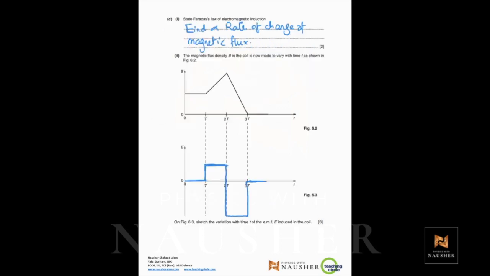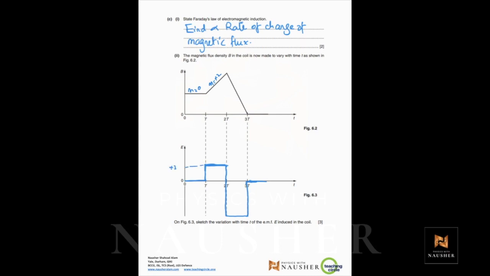Next, they're saying what is Faraday's law? Faraday's law is: EMF induced is proportional to the rate of change of magnetic flux. This is a magnetic flux density versus time graph, and they're asking for EMF. Now, EMF is the rate of change. Rate of change means gradient. So the gradient of this line is 0, so the EMF would be 0. The gradient of this line is, let's say, +2, so the EMF would be +2.